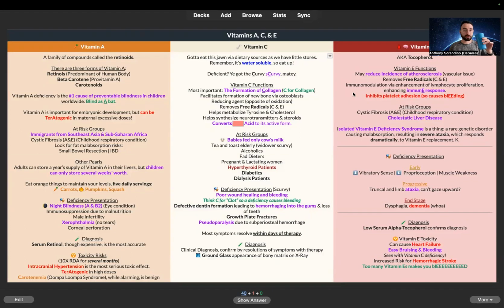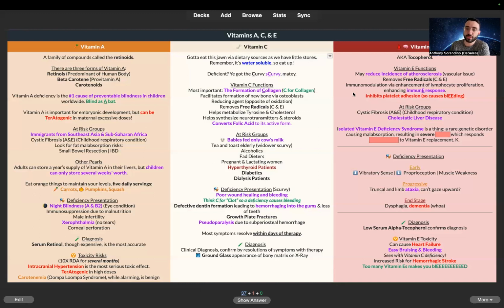Making connections. Converts blank acid to its active form, folic. Kids can only store several weeks' worth. What is occluded here? Oh, inhibits blank adhesion, platelet adhesion. So causes bleeding. A deficiency causes bleeding, right? No, a toxicity. Yes, vitamin E itself inhibits platelet adhesion, so you don't want too much of it.